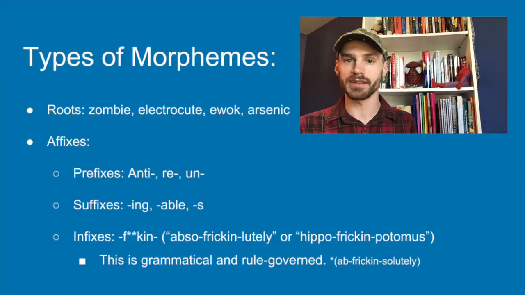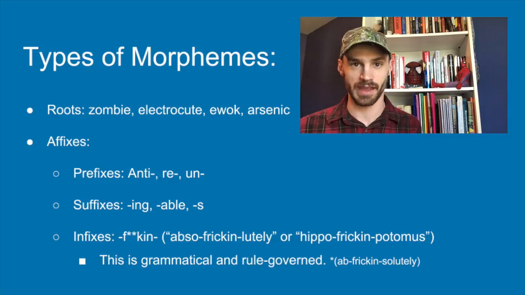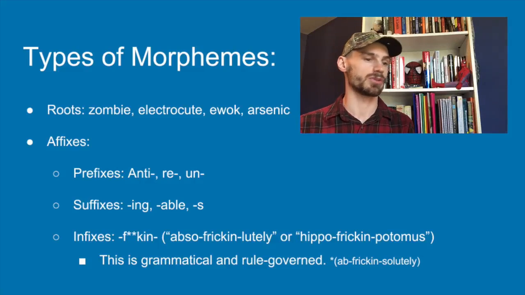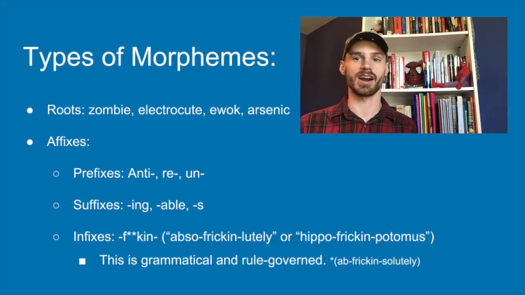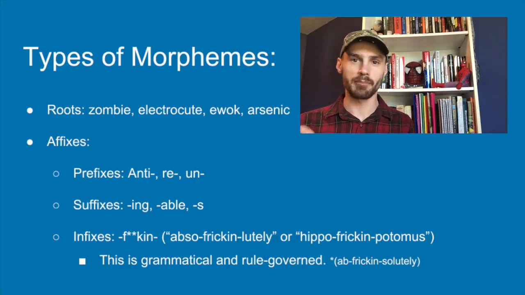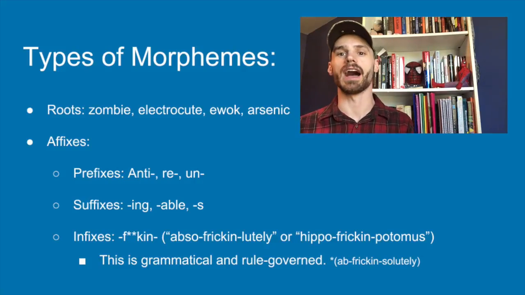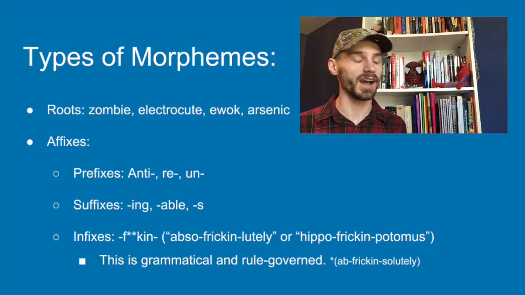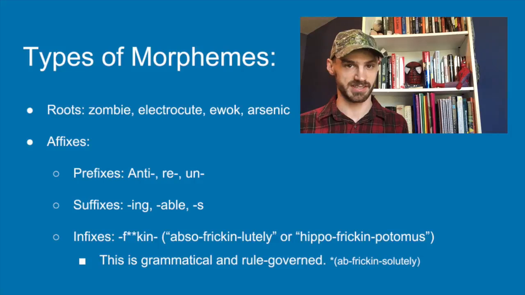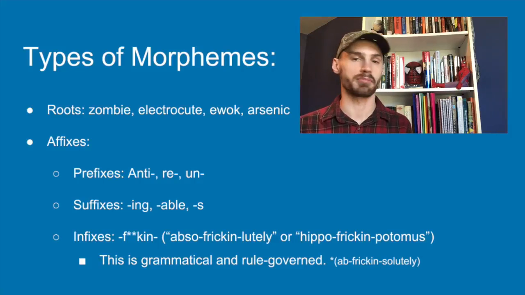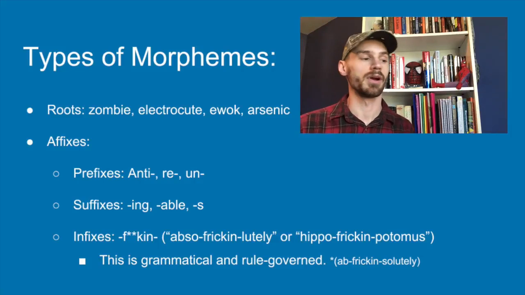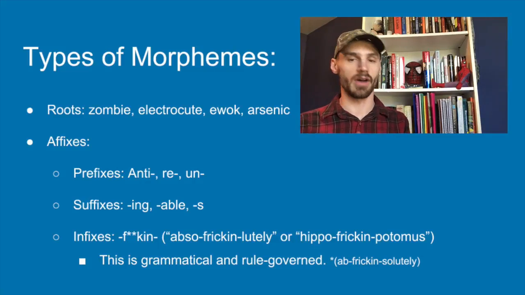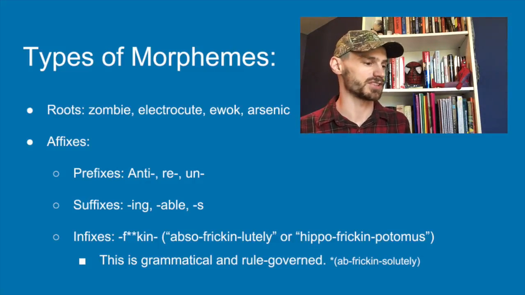The most common one that we come into contact with every day and we're all aware of is the root words. Okay? Root words are words like zombie, electrocute, Ewok, apple, dog, okay? Normal everyday words without anything attached to them. Then we have various types of affixes. An affix is basically the prefixes and suffixes that you're familiar with, as well as a few other types that we're going to talk about.